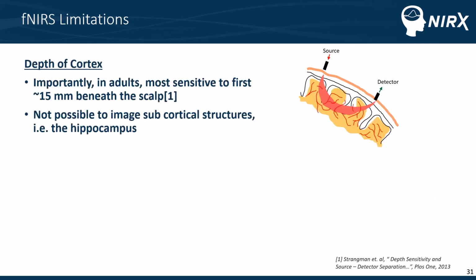fNIRS limitations. Even with the most sensitive of hardware, you will at some point not be able to image certain layers of tissue in the brain, certainly in adults. For example, it's not been proven possible to image subcortical structures like the hippocampus with fNIRS. It's just too deep into the tissue and not enough photons can reach that tissue and return back to the detector. fNIRS is known to be most sensitive to the first 15 millimeters beneath the scalp. This can be extended further if you have more sophisticated hardware, but still this is generally the area most people are imaging in with fNIRS.